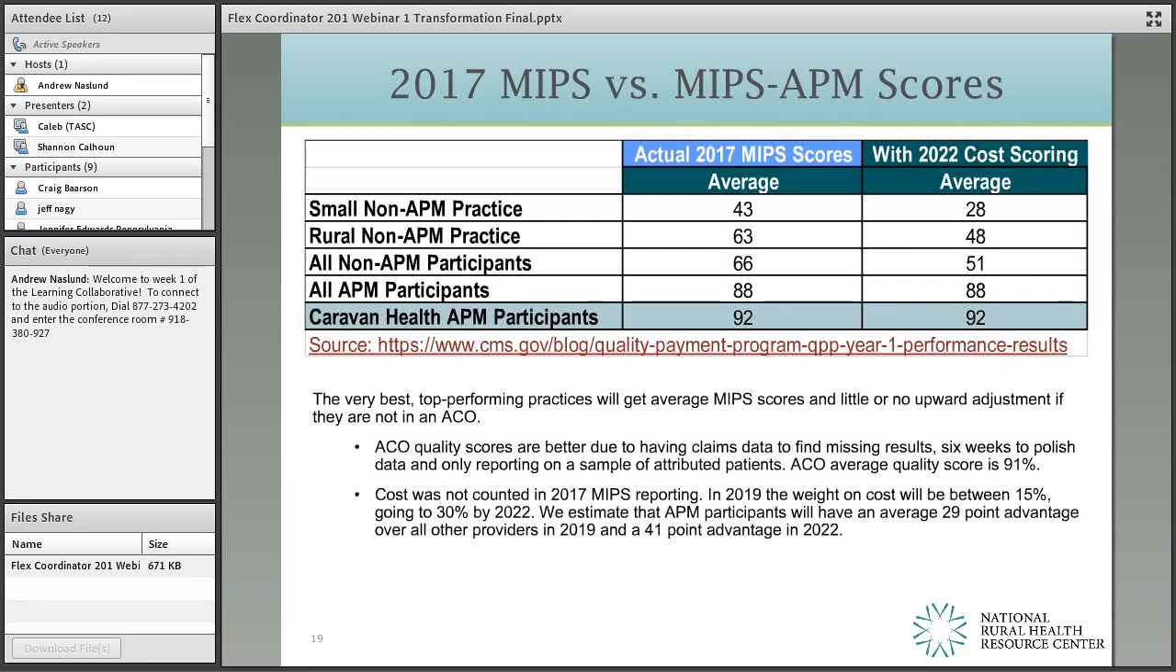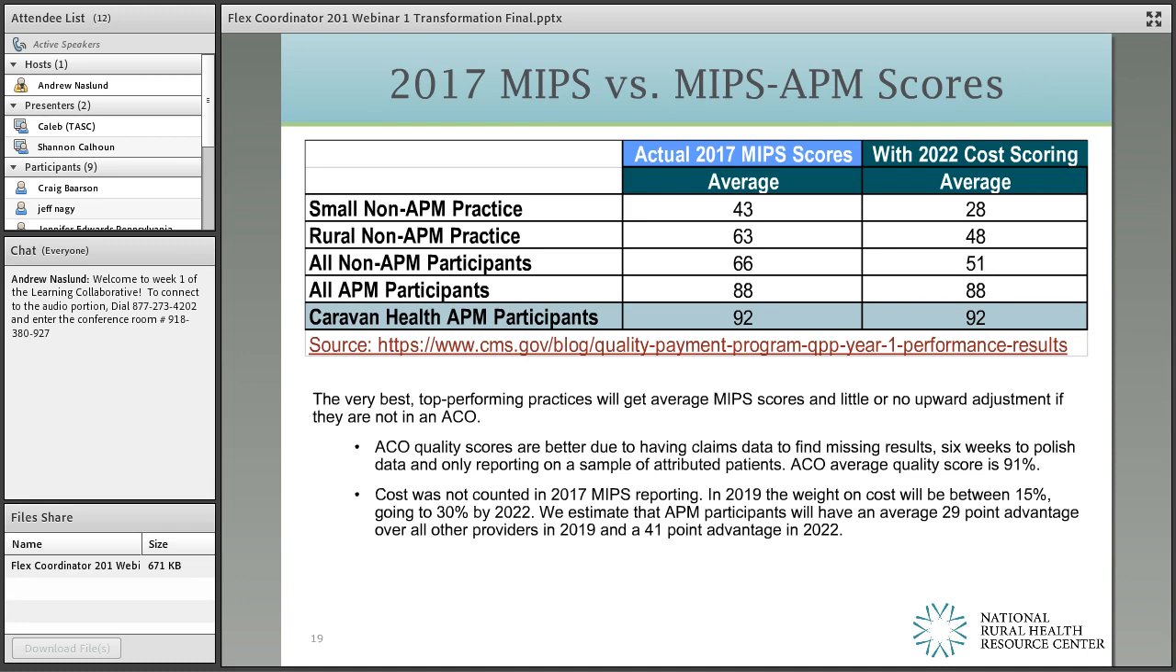I think over time, as this evolves, it seems like it stacks an incentive to move, which has the counteracting effect of the disadvantage of not participating in MIPS or participating in MIPS without participating in an alternative payment model. It's very concerning to me, and this is a perfect example. This slide actually comes from data from CMS, but it's included with our friends from Caravan.